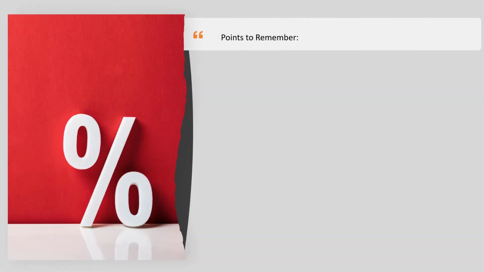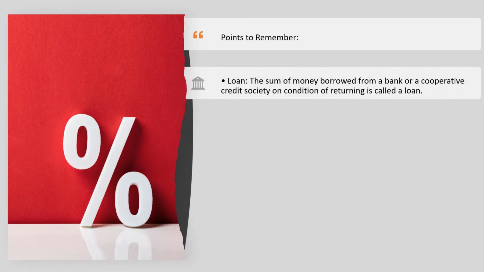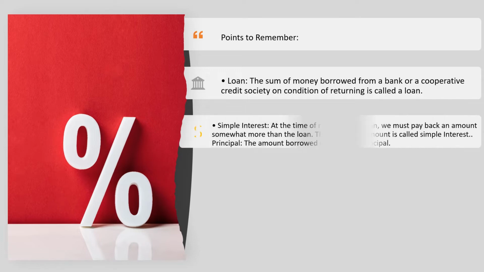First and foremost, there are certain points to remember. There are certain terms that we will be using in the questions, so you need to have a clear concept about those terms. Like loans. The sum of money borrowed from a bank or a cooperative credit society on condition of returning it is called a loan. When you take any amount from the bank or any cooperative credit society and say that you are going to return it back, that amount is called a loan.